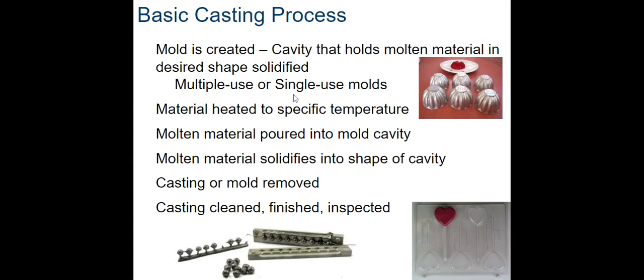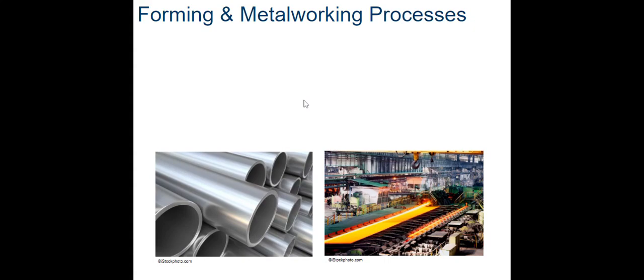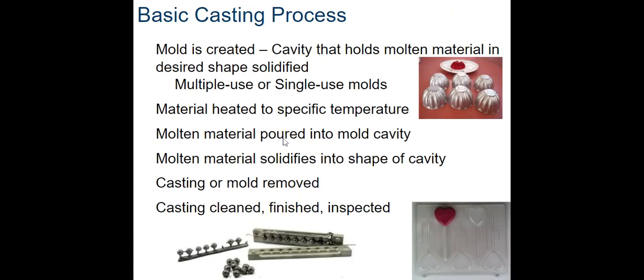They can be multiple use or single use, where you use them once and then you throw them out or recycle them. The material typically is heated to a specific temperature. When the molten material gets poured into the mold's cavity, then that material solidifies into the shape. For example, you melt the chocolate, and then you pour it, and then it takes the shape. Then you remove the casting from the mold, and you clean the casting, and then you finish it out, and then you inspect it, make sure it's good.